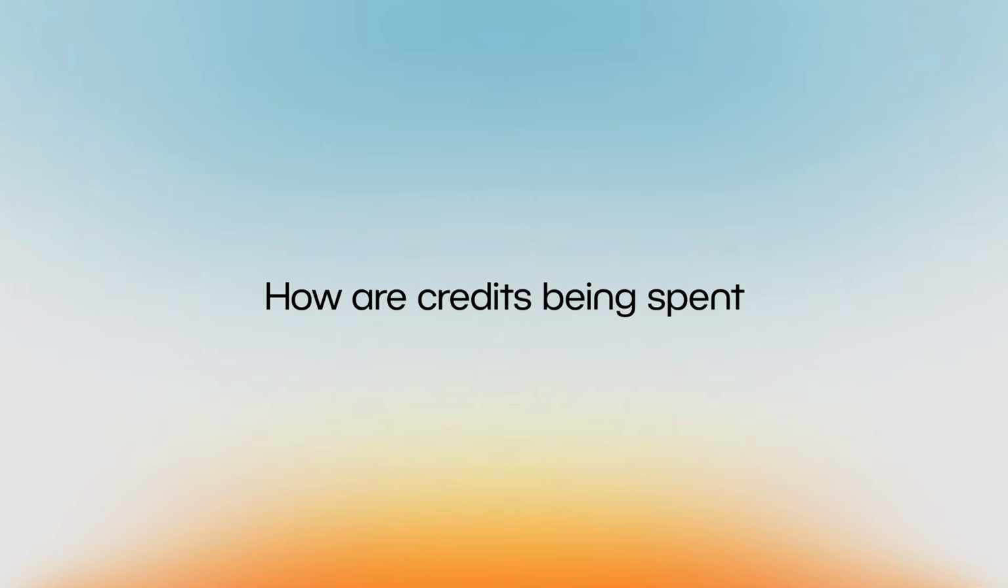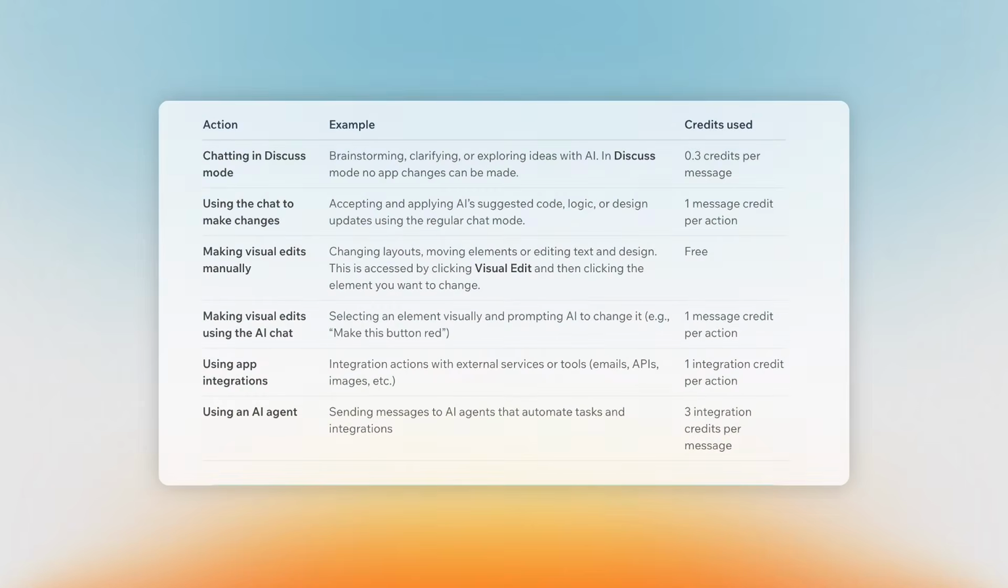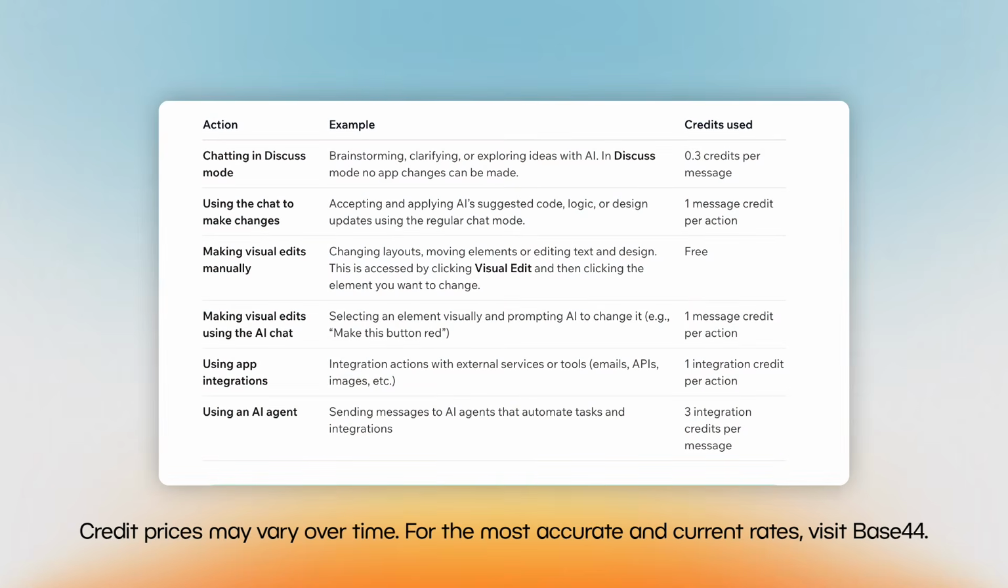Okay, so now we know about the 2 types, but how are they actually spent? What do things cost? Understanding this is absolutely the key to using them efficiently and really making your credits go the distance. If you take a look at this table, you can see how it works. Just chatting with the AI in discuss mode costs very little, less than half a credit. But asking the AI to actually apply a change costs a full message credit. And on the integration side, a standard task is 1 credit, while a more complex AI agent task is 3. So the real takeaway here is picking the right tool for the job to make the most of what you have.